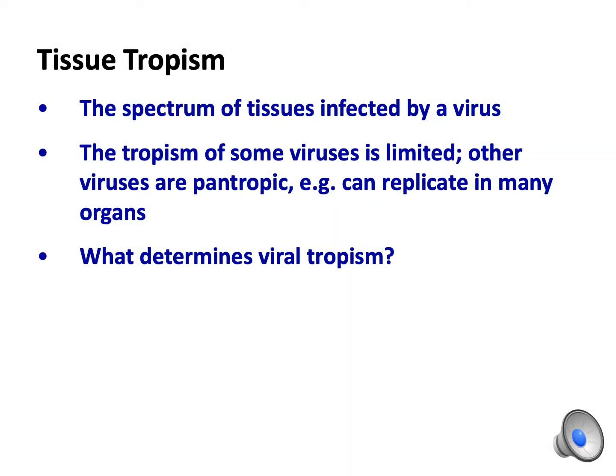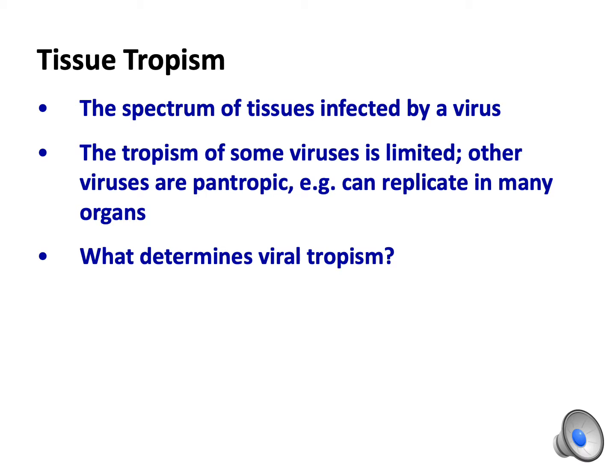All right, so we'll finish up this slide deck. This slide talks about tissue tropism, which you already understand because we talked about it quite a long time ago in this semester. Tropism is a word that's used to describe the spectrum of tissues that can be infected by a virus, and you know that the tropism of some viruses is limited. Viruses that replicate only in a particular subset of types of cells, and other viruses are pantropic, with pan meaning large. They can replicate in many different organs in the body.